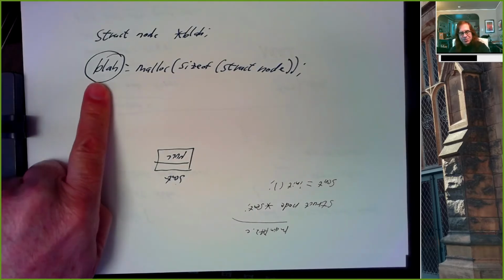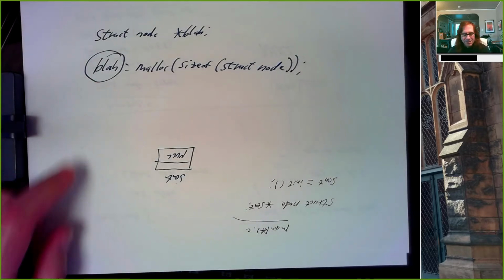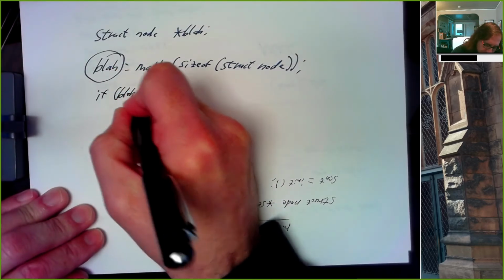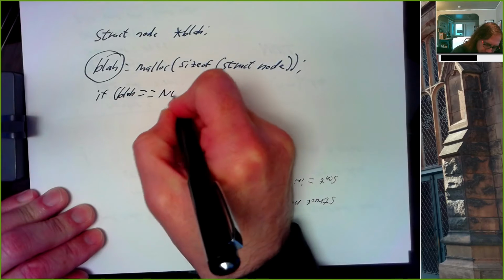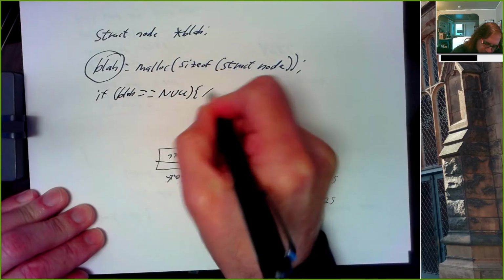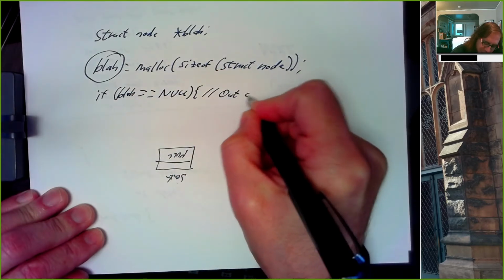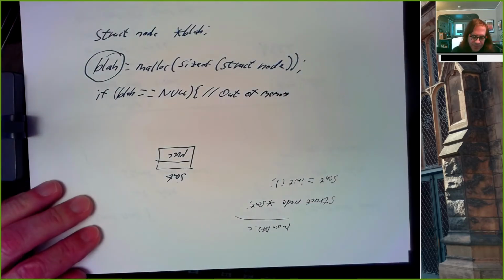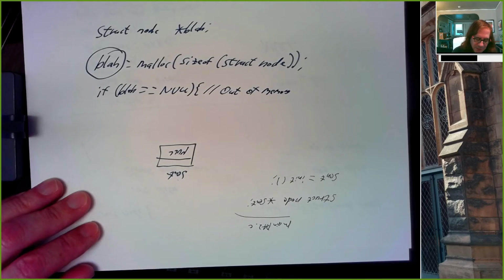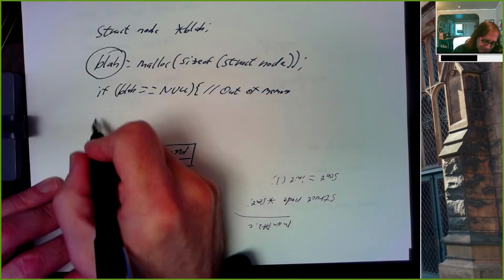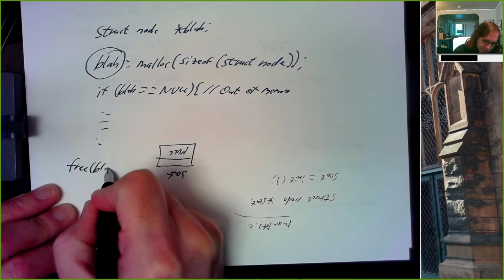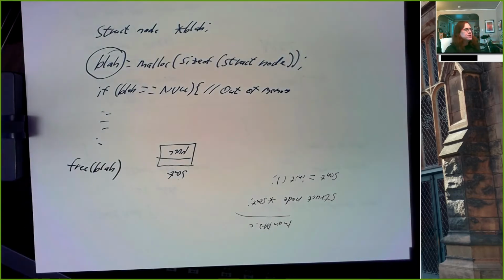So that's a memory address in there. You need to check to see if it came back null, and if it did, you're out of memory. And then somewhere when you're done, you need to call free with that same address.